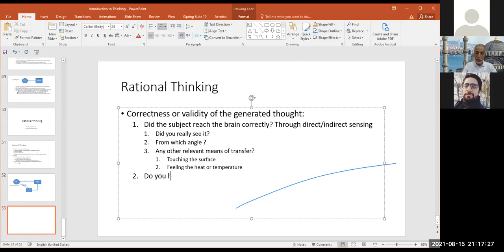Now the information: do you have sufficient information related to the subject? And then from this information, how accurate is the information? And sometimes you may have some conflicting information. Are there conflicting pieces of information?